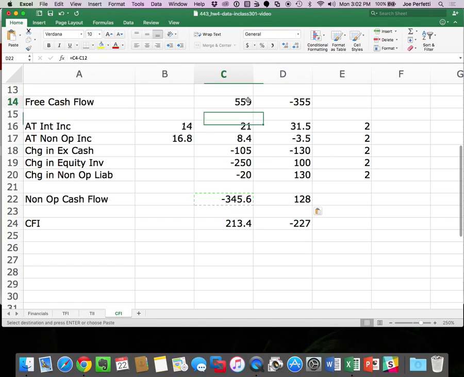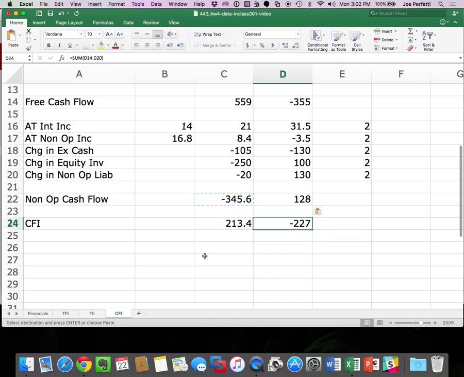So I have operating cash flow of 559. I have non-operating cash flow of negative 345. I ended up with CFI of 213.4. I have operating cash flow of negative 355. I have non-operating cash flow of 128. I have CFI of negative 227.